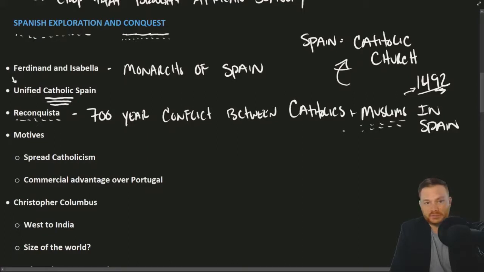The motives for Spain, why did they want to go out and explore overseas territories? Well, one, we want to also note the religious motivation, spread Catholicism. This is very much still in the spirit of the Crusades, but also, of course, money to gain the commercial advantage over Portugal. So there are two different motives at work here. One we could say is purely financial. The other one we might say is cultural, to spread the Catholic Church.